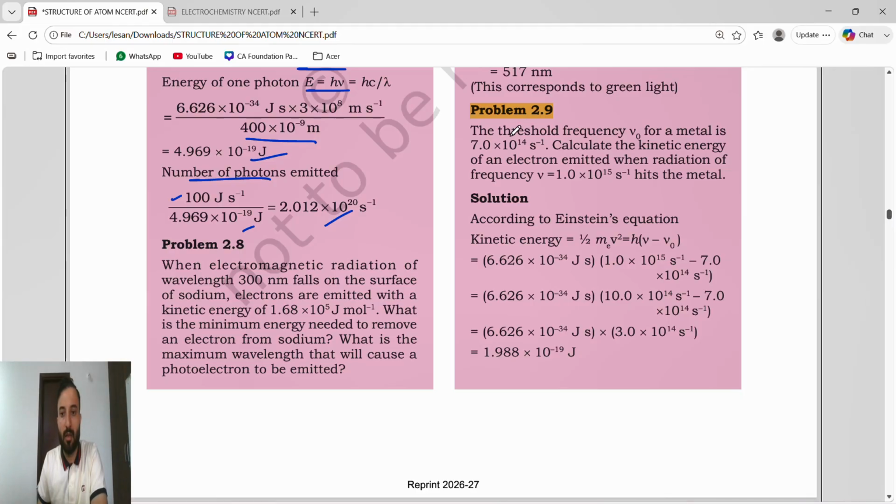2.9 is what, guys? The threshold frequency nu naught. Again, we know threshold frequency is nu naught. For a metal it is this much, so nu naught is given, guys. They said calculate the kinetic energy of an electron. Kinetic energy is asked. We know kinetic energy is h nu minus nu naught, just now we got it, correct. See here, kinetic energy they are writing the same thing, equals h nu minus nu naught.